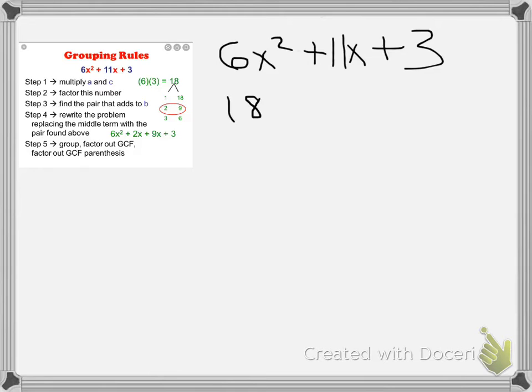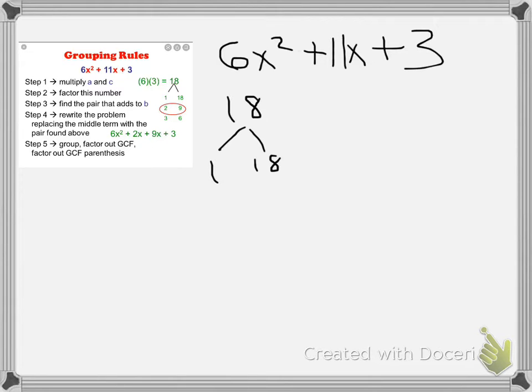I need two numbers that multiply to give me that 18, that add to give me this middle number. Okay? Two numbers that multiply to give me that 18, that add, you see that addition? That add to give me this middle number. So let's think about that. 1 and 18. 1 times 18, that certainly multiplies to give me 18. But do 1 and 18 add to give me 11? And they do not.